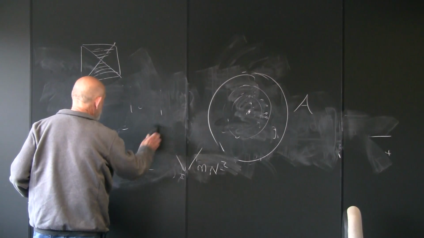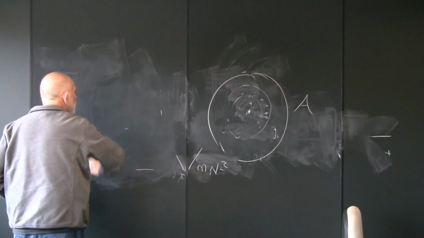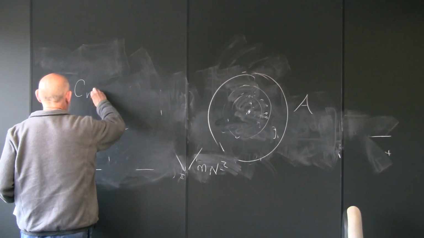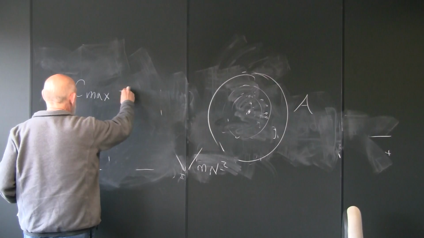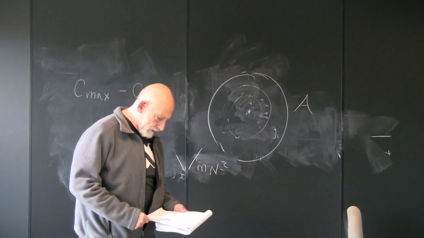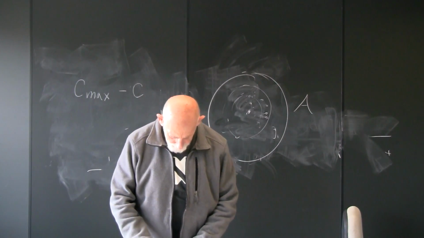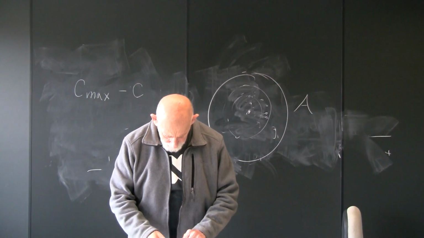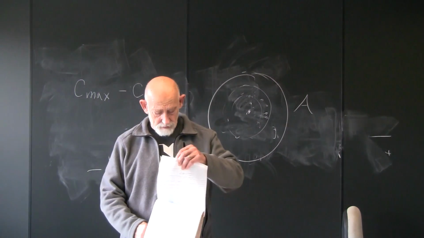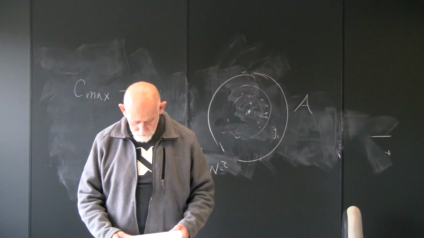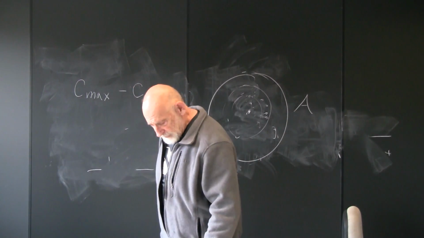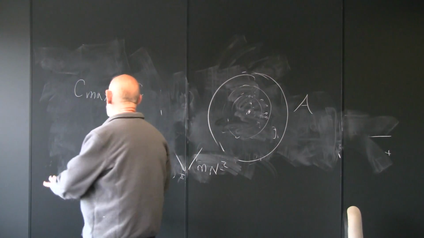Which, just define it, exactly the same thing. The maximum complexity of the system minus the actual complexity of the system. I think I'll go through some of this another time, but let me just tell you what the geometric meaning of it is. Now, back to black holes. It's speculating that this is a resource.